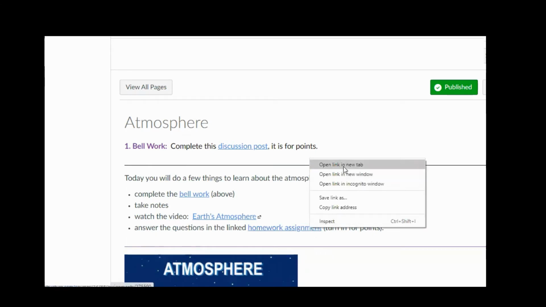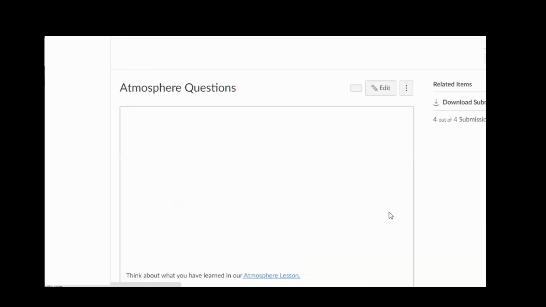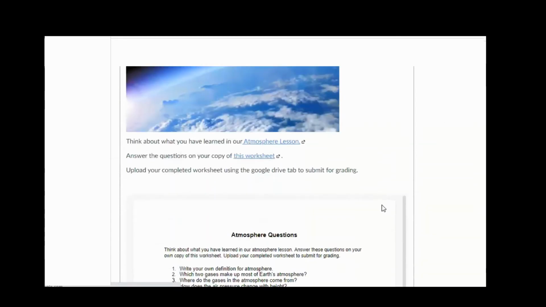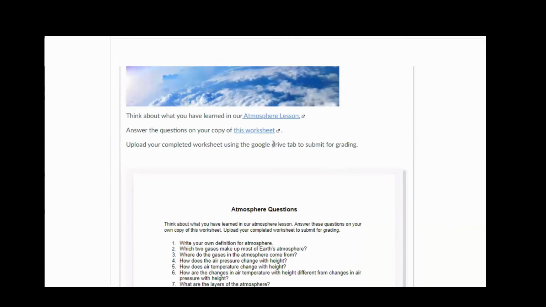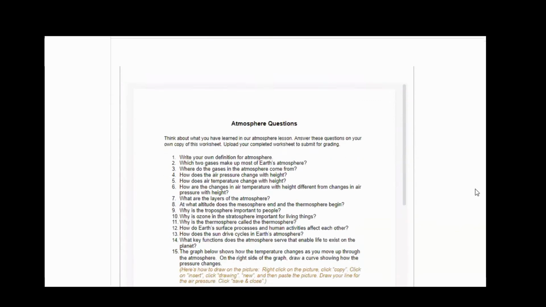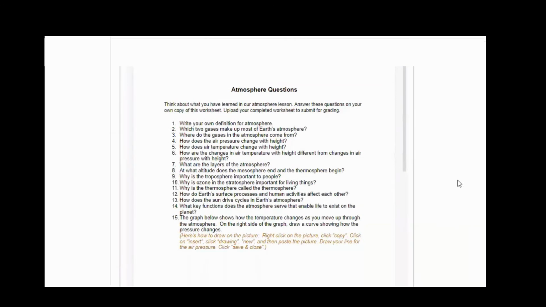So let's take a look at the homework assignment first. It is literally just a question set that you're going to answer here. So you're going to click here to make your own copy of the worksheet. You can go back to the lesson if you'd like to get some of these answers if you can't do it on your own. You can also Google if you need to. Make sure that you answer all of these questions.